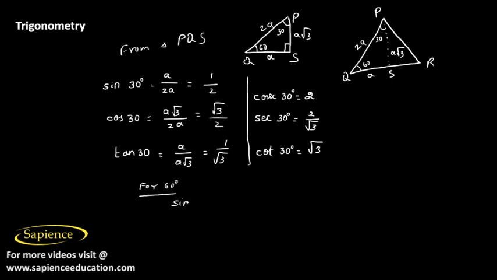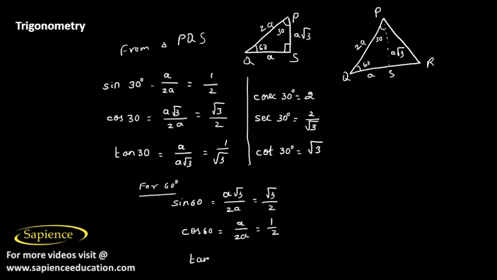And for 60 degrees, sine 60 will be equal to, so we need to consider this angle, the opposite is A root 3 divided by the hypotenuse 2A, which is equal to root 3 by 2. And cos 60 will be equal to the adjacent side A by 2A, which is 1 by 2.